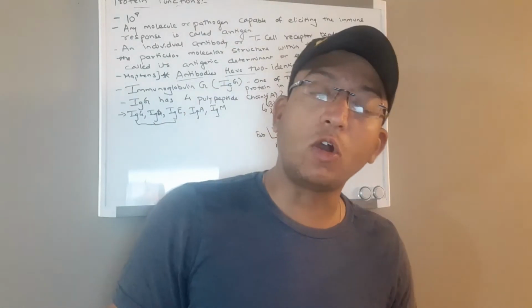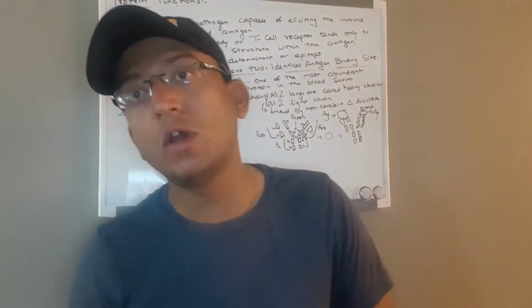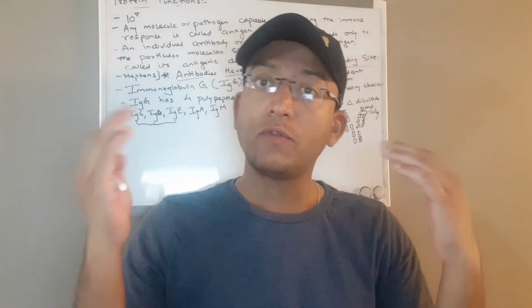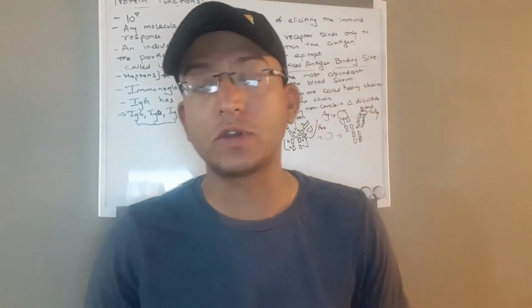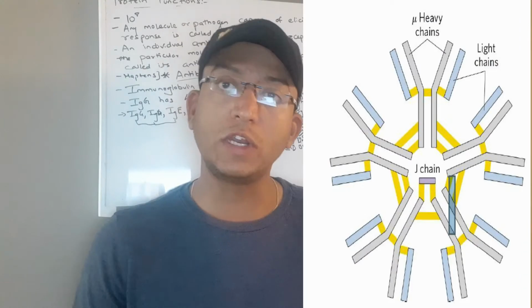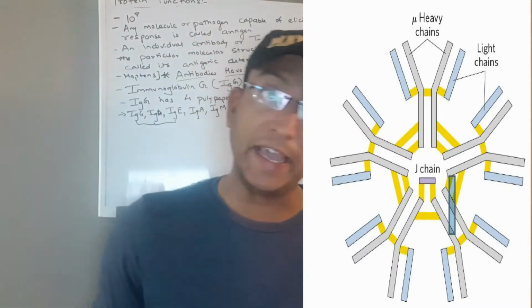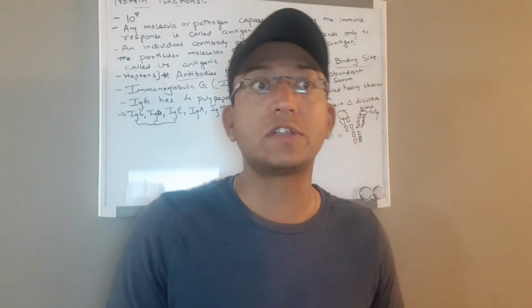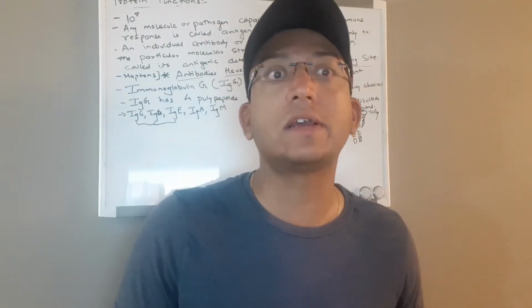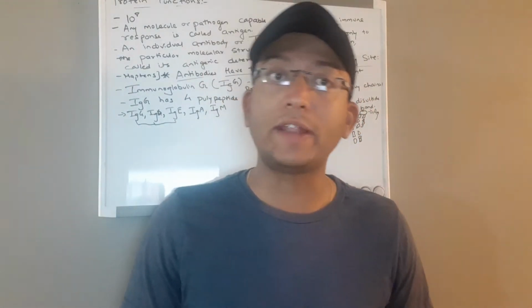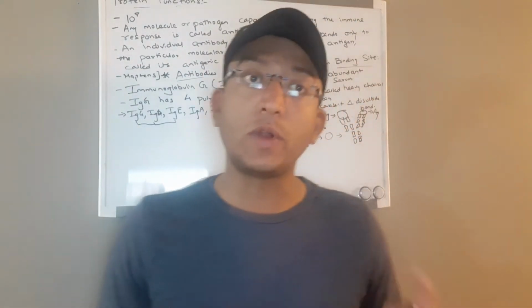IgM can occur as a monomeric membrane-bound form, or in a secreted form that is a cross-linked pentamer of the basic structure. On your screen you can see the picture of this pentamer IgM. IgA is found principally in secretions such as saliva, tears, and milk, and can be a monomer, dimer, or trimer as well.